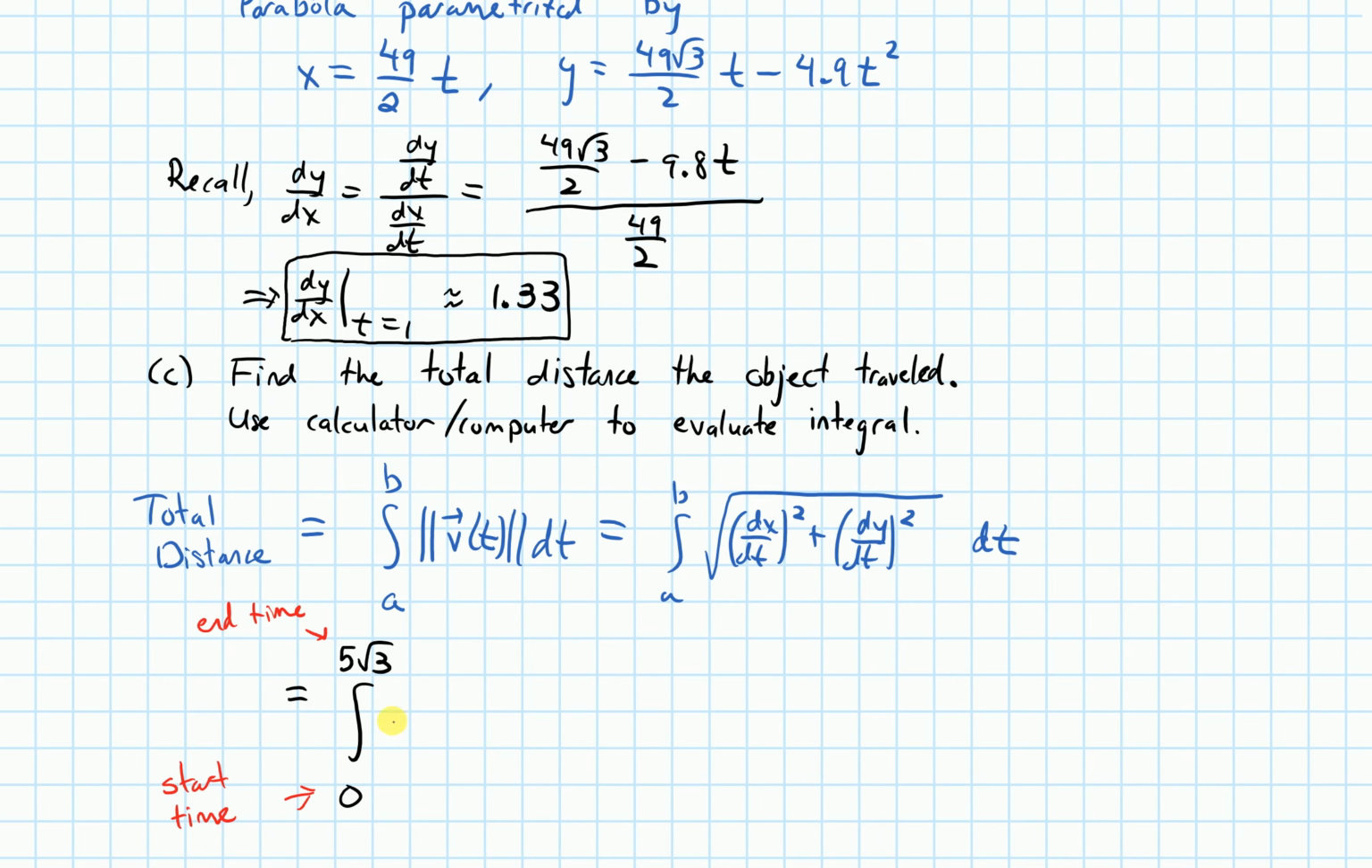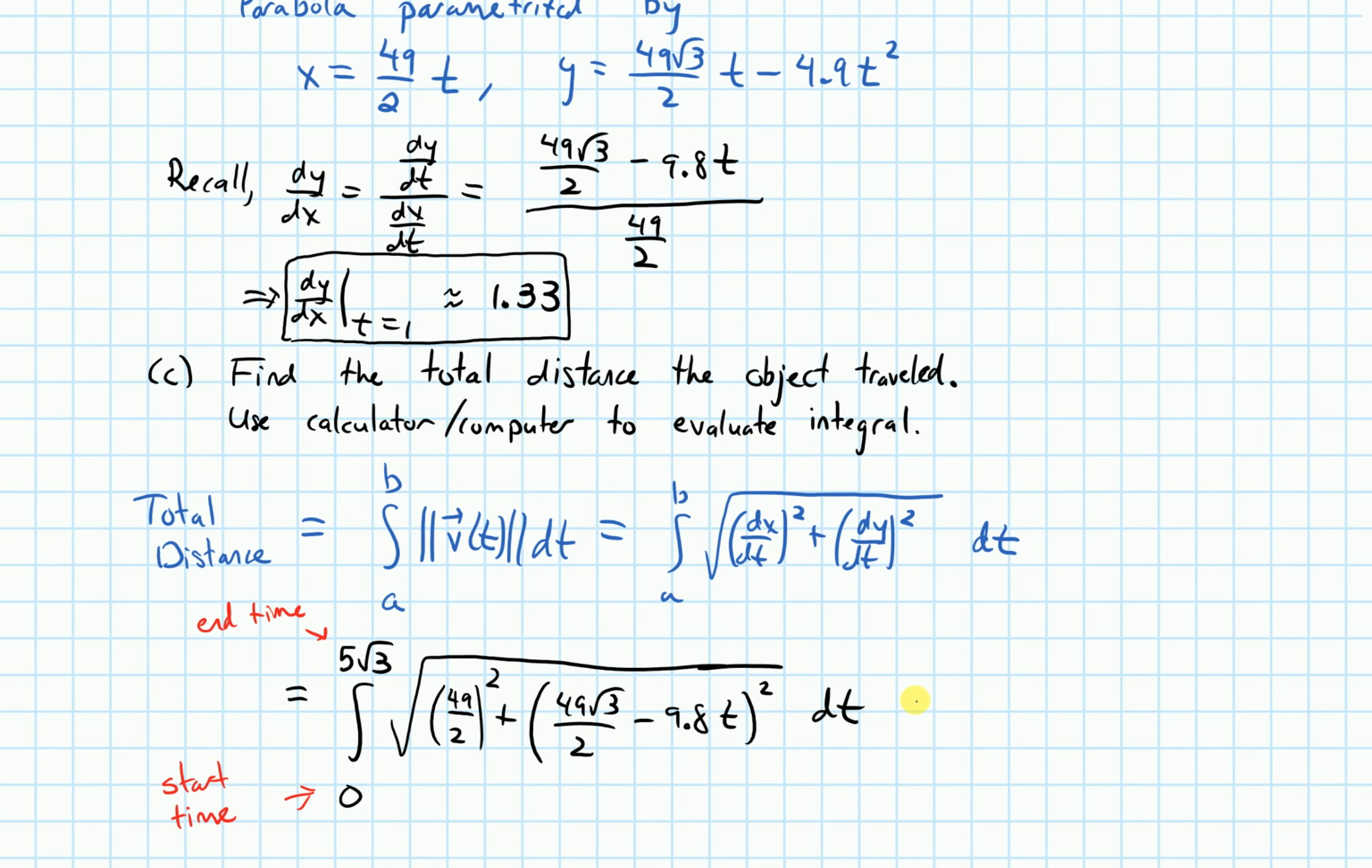Okay, and then we're going to have the square root of (dx/dt) squared. So dx/dt was 49 over 2. We just worked that out. Square it. Plus (dy/dt) squared. And dy/dt is 49 root 3 over 2 minus 9.8t. And we have to square that, dt. And when we work out what this is with a calculator or a computer, because that's what I wanted us to do in this problem, just set up the integral. But now at this point, we can use a calculator or computer to evaluate what this is.